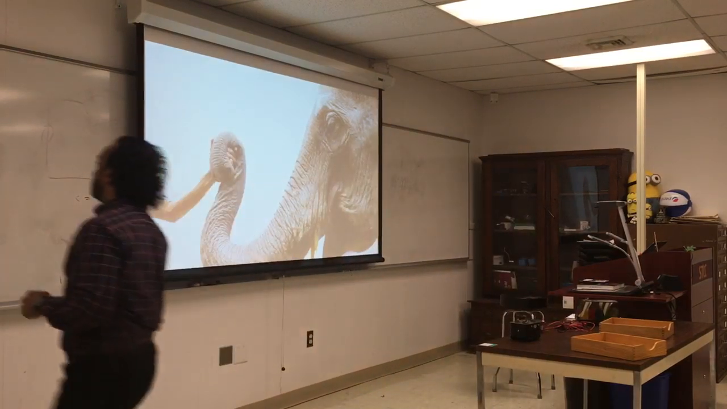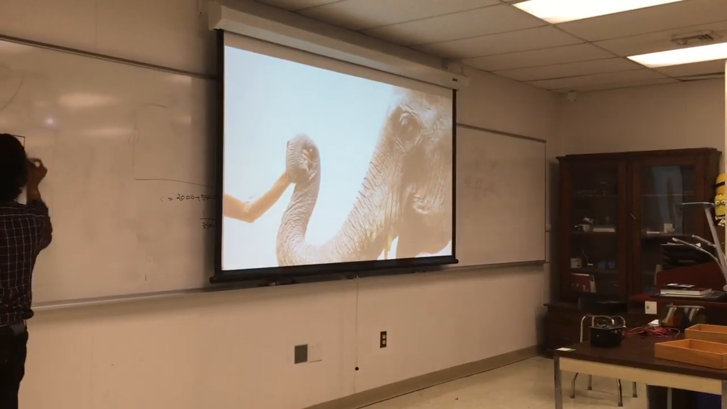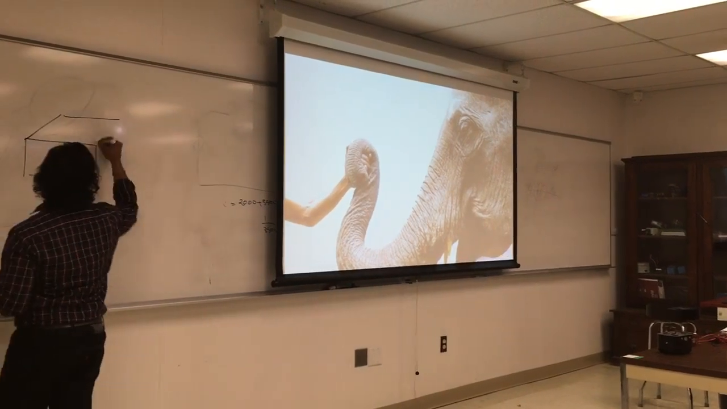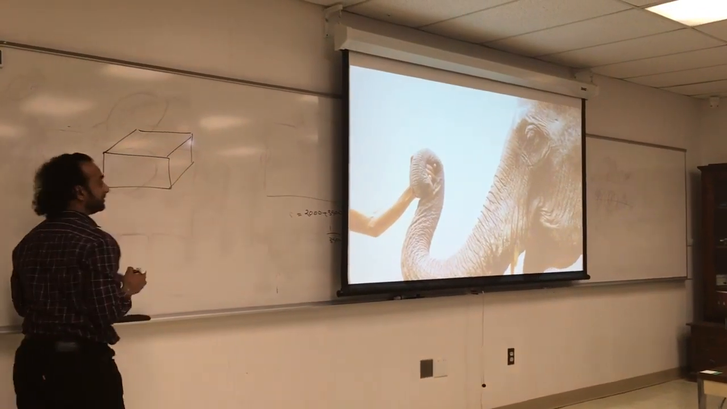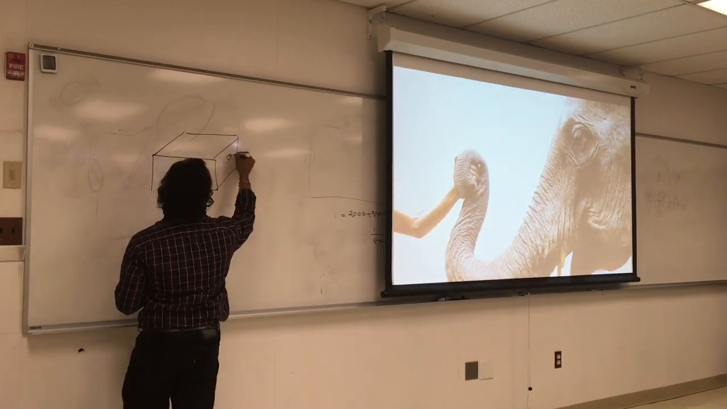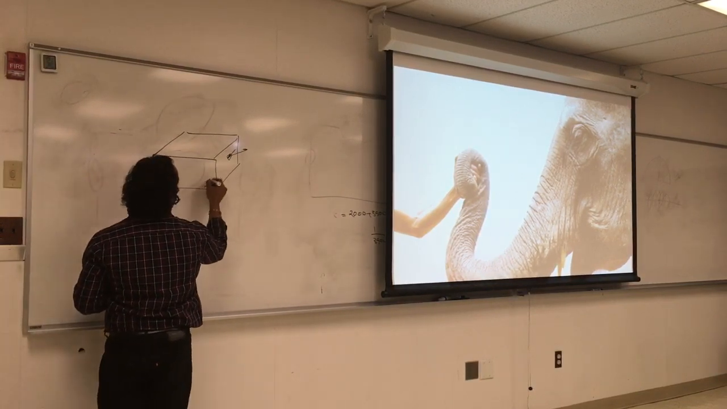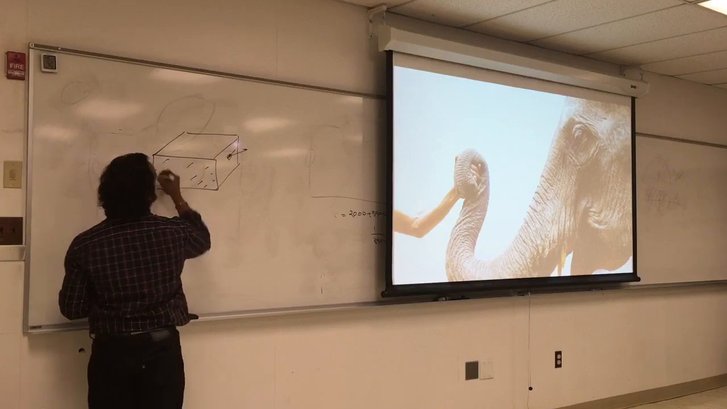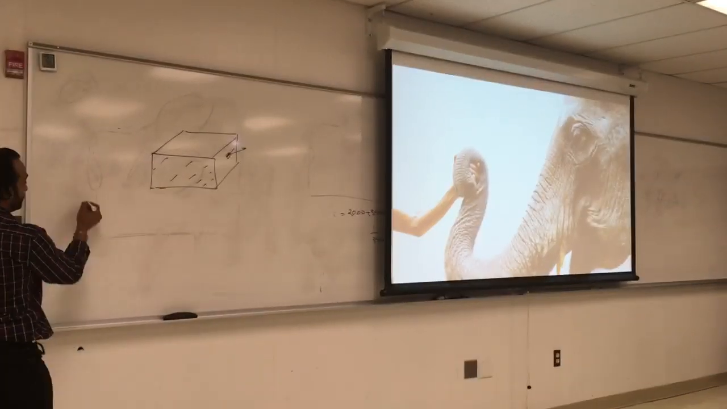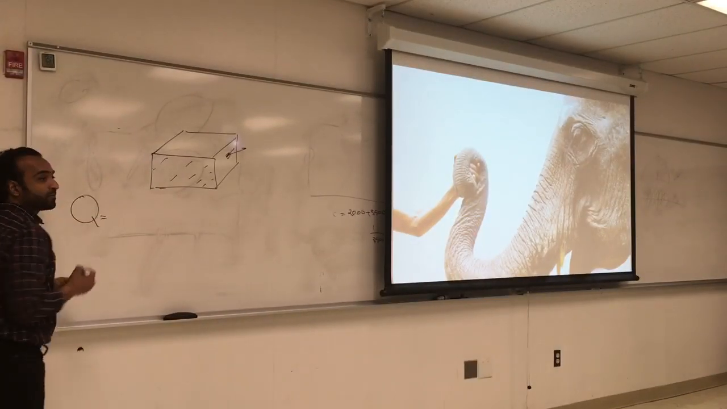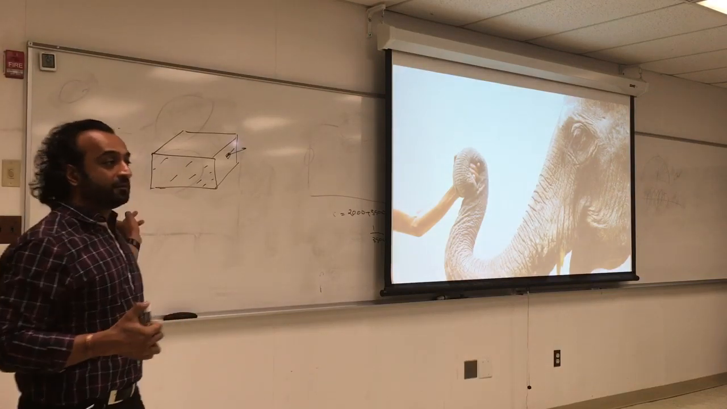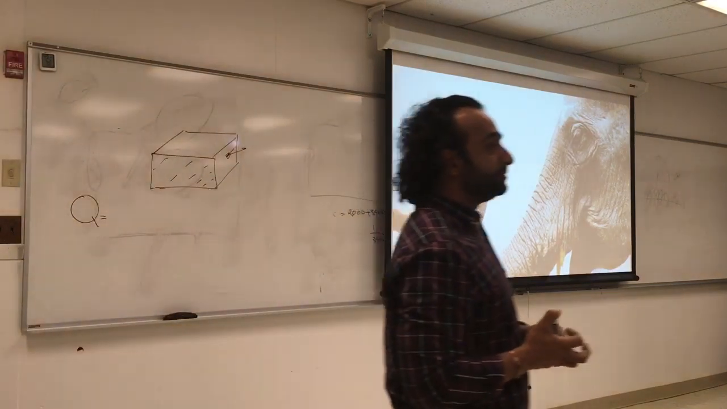So if this is my room, my house or my cabin, and there's a crack here, air coming out, air coming in, and this is the cabin. If we are going to do the heat loss, this is the heat loss, right? What am I concerned with?